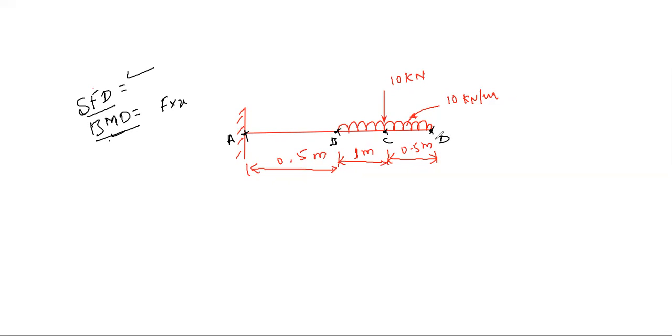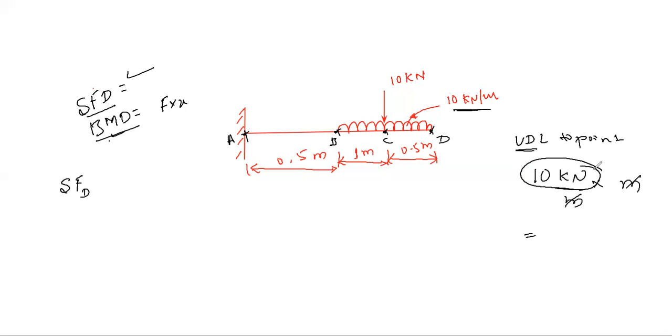Now, to approach this problem, we need to calculate the shear force at point D. To calculate the shear force at point D, first we should know that here we have a UDL, a uniformly distributed load. To convert that UDL to a point load, we take the UDL of intensity 10 kN per meter and multiply it by the length; the meter unit cancels and you get the point load in kilonewton. So to convert UDL into point load, we need to multiply with the length.